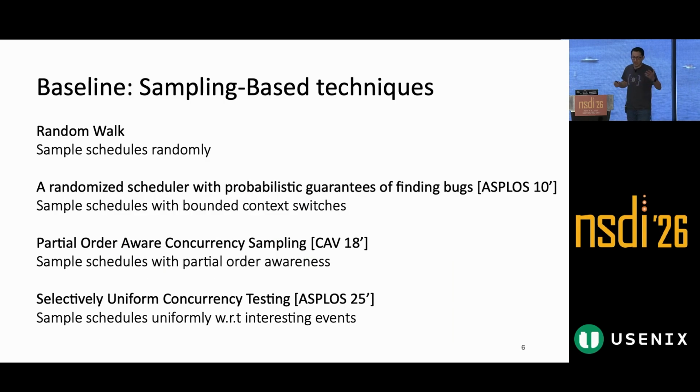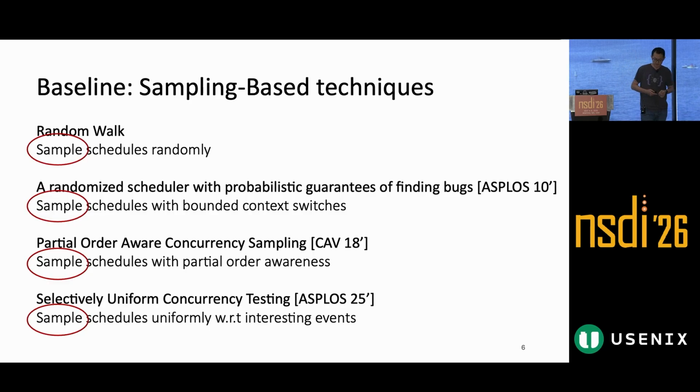Later, developers and researchers have proposed more advanced algorithms, such as PCT and POS. They try to constrain the search space, relying on either formal reasoning, such as partial order reduction, or empirical evidence, such as most concurrency bugs can be observed under a small number of context switches. But there is one common issue with all prior work. They are all sampling-based techniques, meaning that they don't scale well for complex distributed systems.